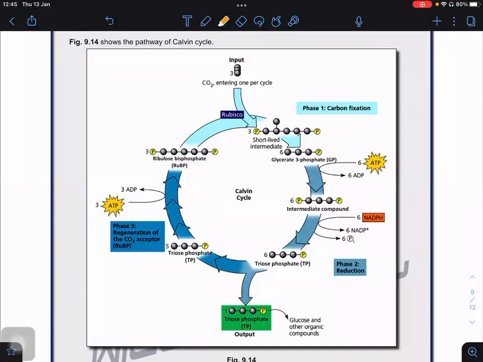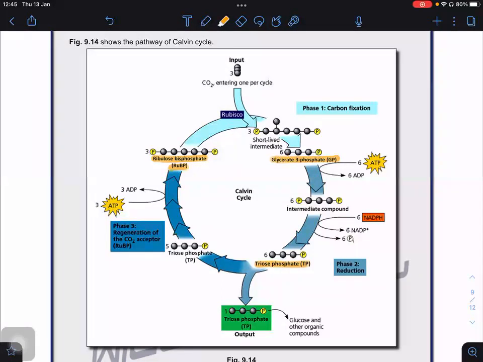Okay, so I want to highlight the compounds that we need to know. First, ribulose bisphosphate, can you see that? RuBP, glycerate 3-phosphate, GP, triose phosphate, TP. These 3.